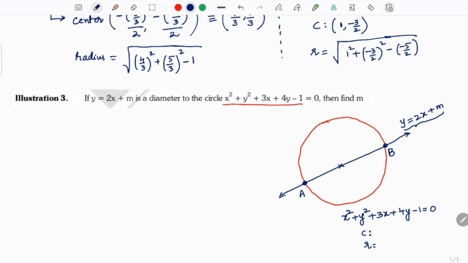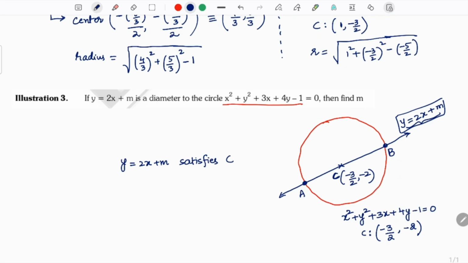If you find center, diameter should pass through center, right? That means diameter should satisfy center coordinates. Using that, we will get one equation and only one variable m is there. So one equation, one variable we can solve. What is center in this case? Minus x coefficient by 2, comma, minus y coefficient by 2. Center is minus 3 by 2, comma, minus 2. y is equal to 2x plus m satisfies center, which is minus 3 by 2, comma, minus 2. Substitute over here, you will get the answer. That means y coordinate is twice of x coordinate plus m. So what is m value? Which is 1. Simple, right?